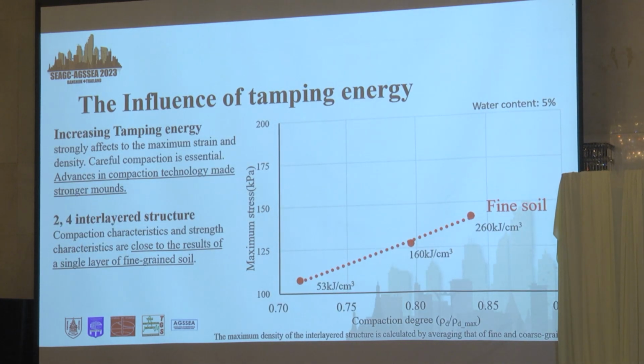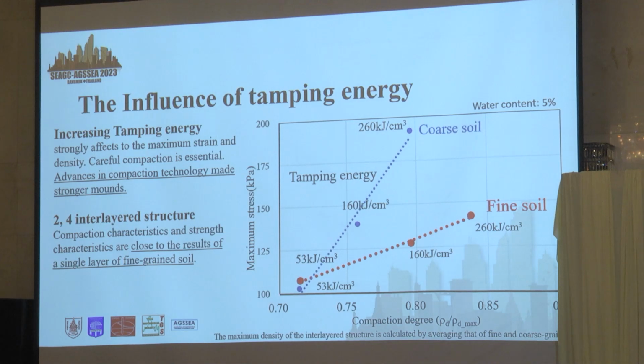Next, I show the influence of damping energy. In both the fine soil single layer case and the coarse soil single layer case, the maximum stress and compaction degree increased as the damping energy increased. In the interlayered structure of 2 layers and 4 interlayers, the compaction characteristics and the strength characteristics are close to the result of a single layer of fine-grained soil.